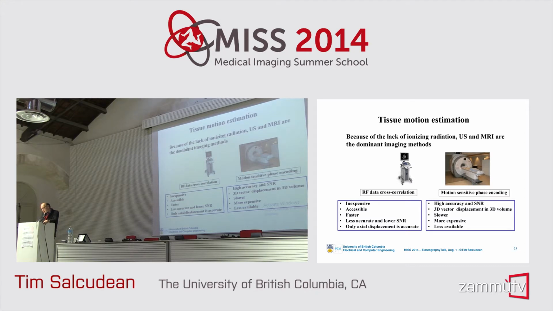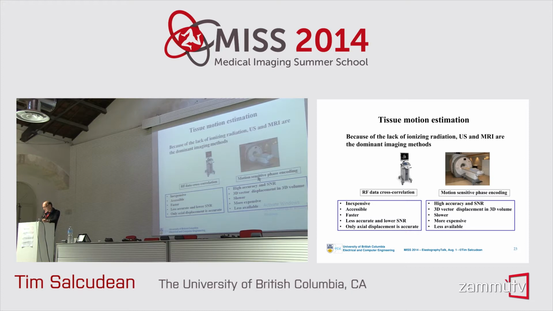There are really just two common ways that are used for elastography imaging. It's ultrasound and MR, because they don't have ionizing radiation. Ultrasound has the advantage of being inexpensive and accessible. The disadvantage is that it's less accurate tissue displacement tracking, and really only the axial direction along your transducer is accurate. Everything else is not that accurate.